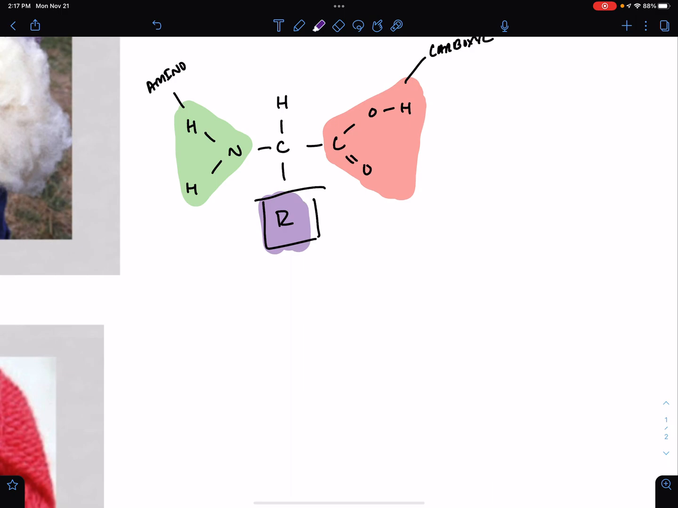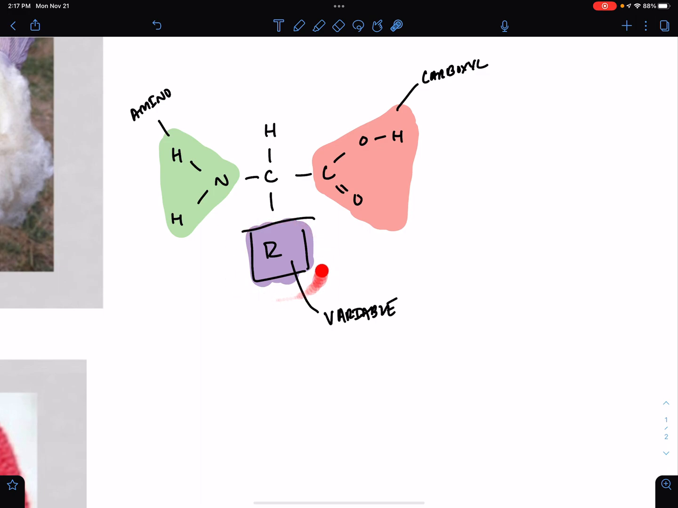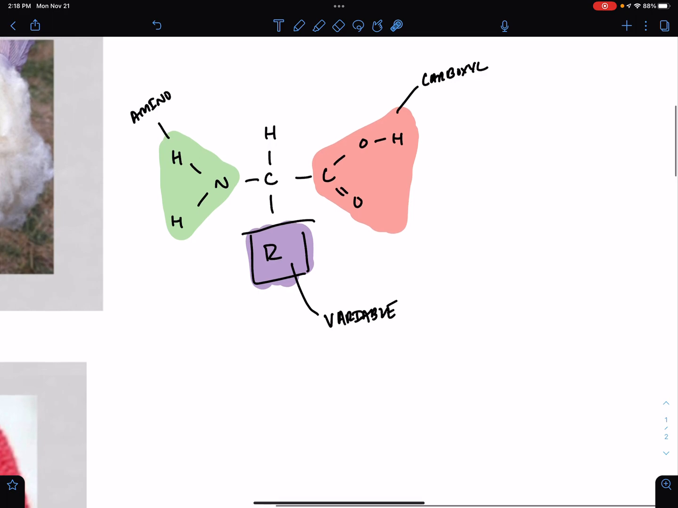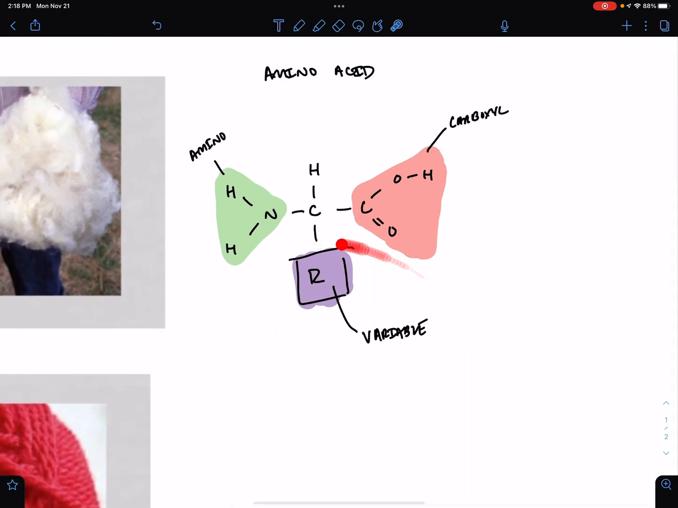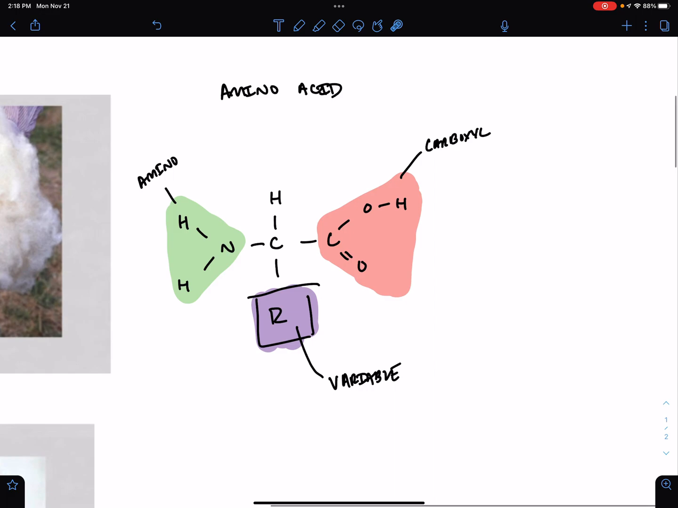I'm just going to do it in purple here. So this is a variable group. So this R group could be a ring. An example of a ring would be phenylalanine. No, that's not a ring, actually. What is an example? Tyrosine would be an example of a ring structure. It could be a long branch chain. It could be just a tiny little carbon dangler. This group is highly variable, and you're going to see their structures in the coming days.